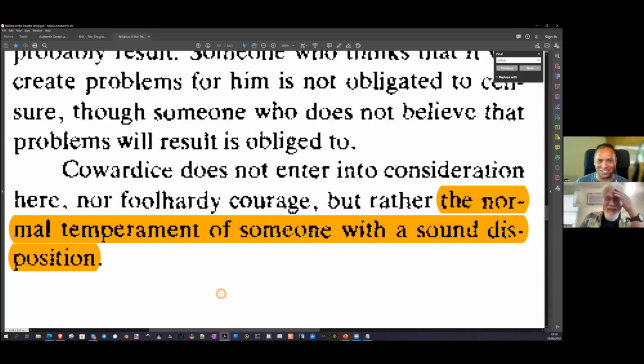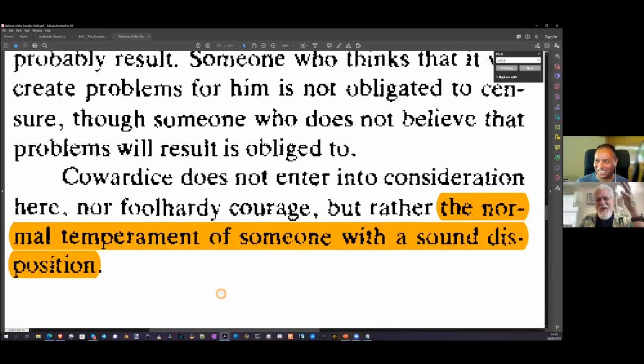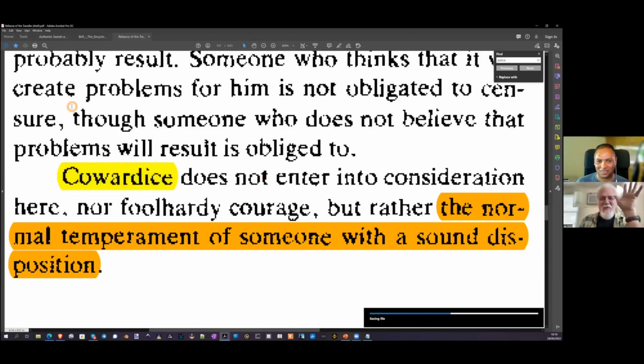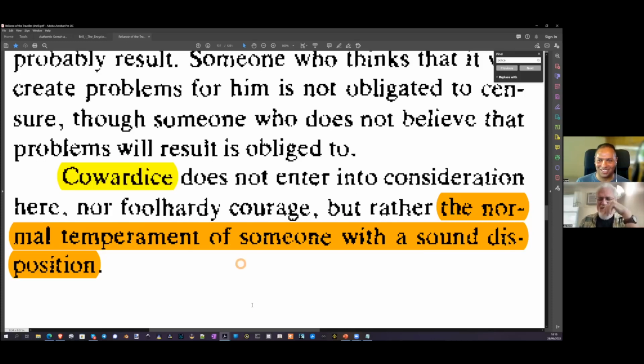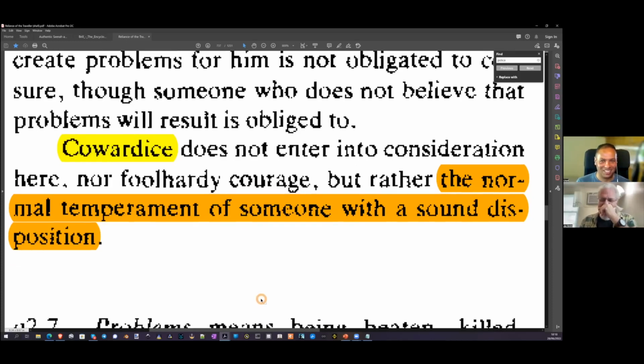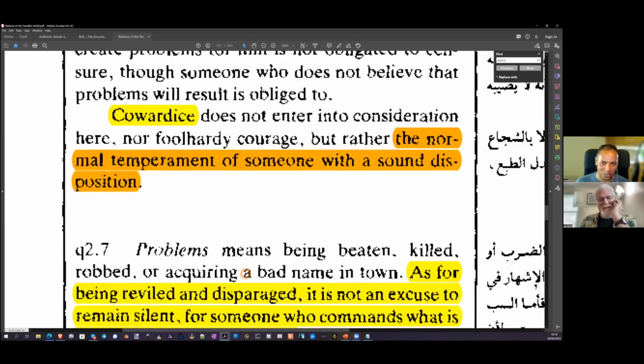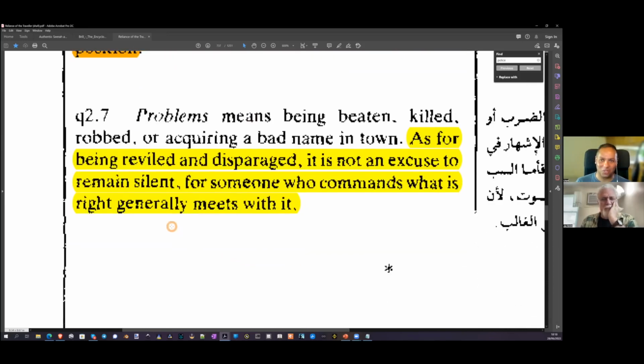Yeah, to me, that's a contradiction in terms. The very fact that they had to put that in there, I guess someone brought that up. This sounds like someone who's a coward. No, this is not a coward. This is someone who has normal temperament, who's making these injunctions. So it looks like they've heard this before, and they're responding to it.